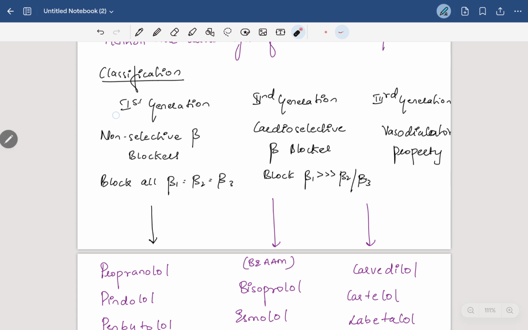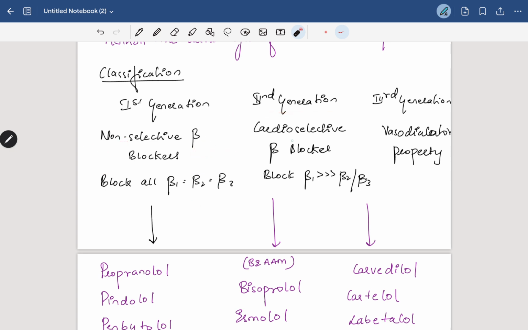We have the first generation beta blockers, second generation and the third generation. First generation are also known as non-selective beta blockers. They block beta 1, beta 2 as well as beta 3. Therefore, they block all these receptors equally, and so they are known as non-selective beta blockers.